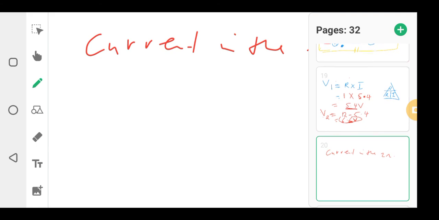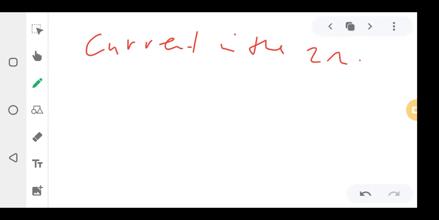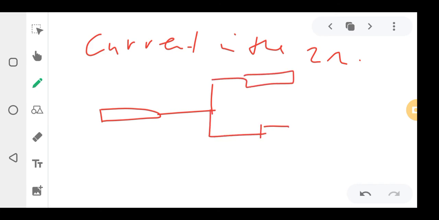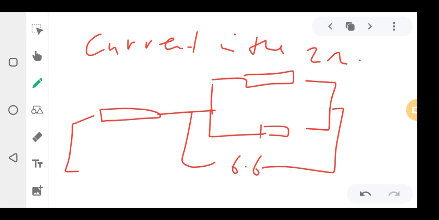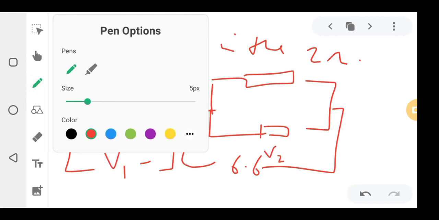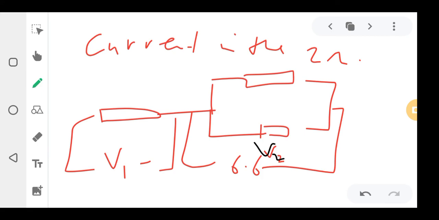So the thing is like this. There is a resistor there and another resistor here and another resistor here. So here the voltage is 6.6 for these two, and then here V1. This is V2. This is V1. V1 is 5.4, and then here it's 2 ohm. This is 3 ohm.